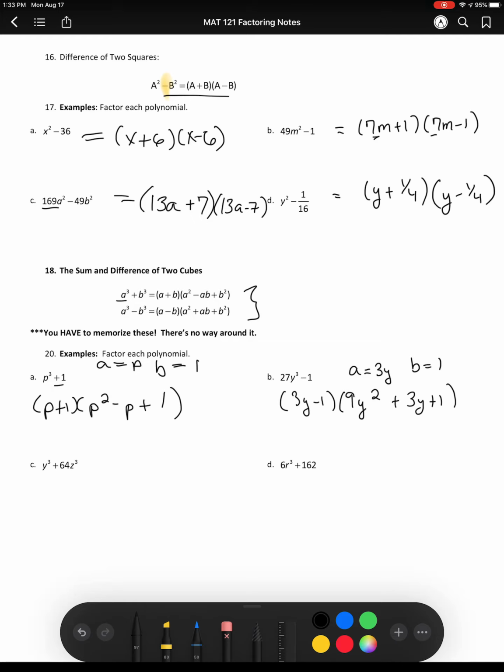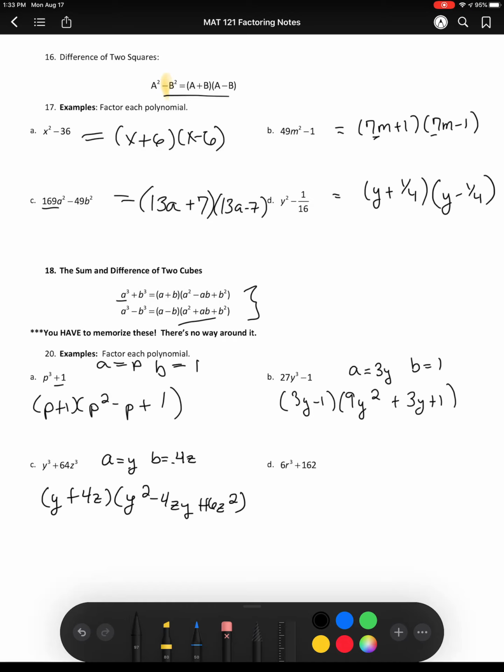Part C is y cubed plus 64z cubed. Here a would be y and b would be 4z. Again, if you weren't sure what the cube root of 64 was, you can just type that on your calculator. So plugging that into the formula, we get y plus 4z all times y squared minus 4zy plus 16z squared. I'm just straight up taking the a and the b and plugging them into the formula.